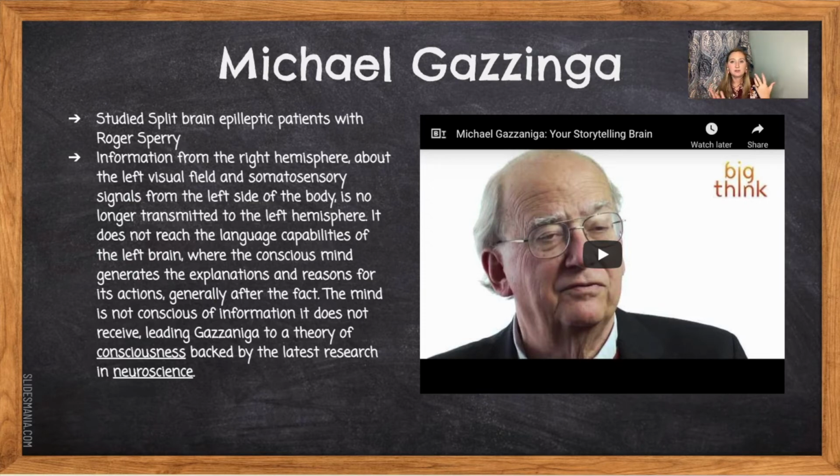So they had the 2 hemispheres of the brain, but they were divided instead of having the corpus callosum connecting them. Information from the right hemisphere about the left visual field and somatosensory signals from the left side of the body is no longer transmitted to the left hemisphere. So in other words, the body's not communicating properly. All right.